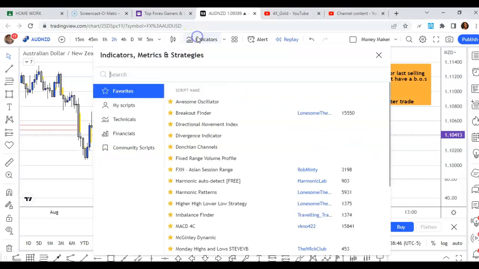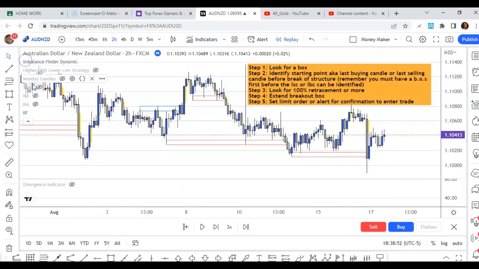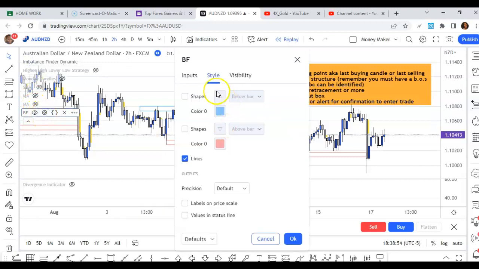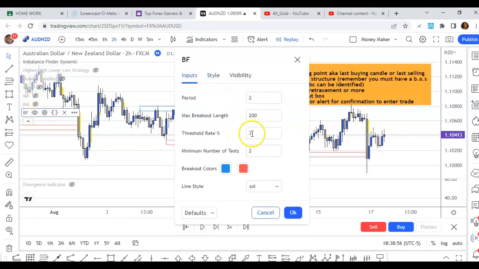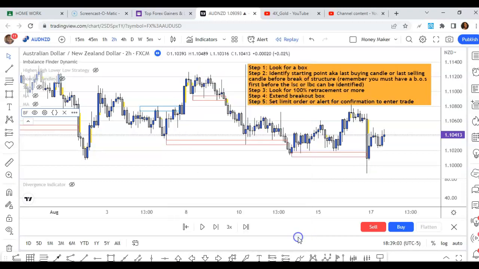In the indicators, you want to look for the breakout finder by Lonesome Thief, and then the settings that you want to have for this are 200, 3 and 2 for your inputs. For your style, you're going to uncheck everything except lines so you can see your box.